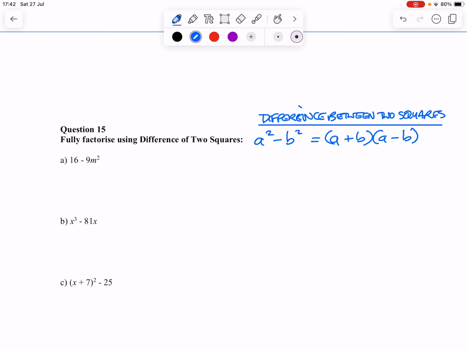16 is a square number. It's 4 squared. Take 9m squared. Well, 9 is a square number. It's 3 times 3. And m squared is a square number. It's m times m. So let's take 3m all squared. So your A is 4, your B is 3m. So this becomes 4 plus 3m, 4 minus 3m, according to the rule.